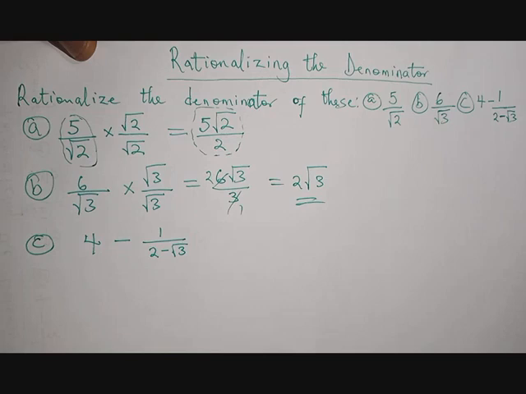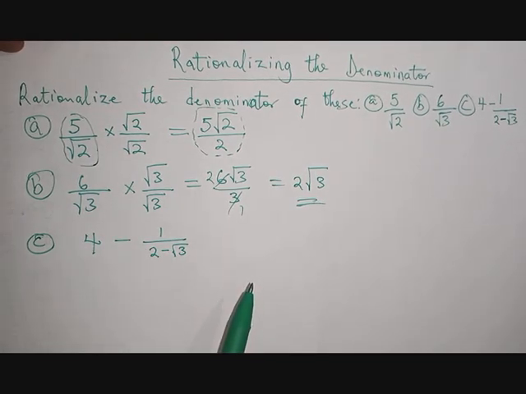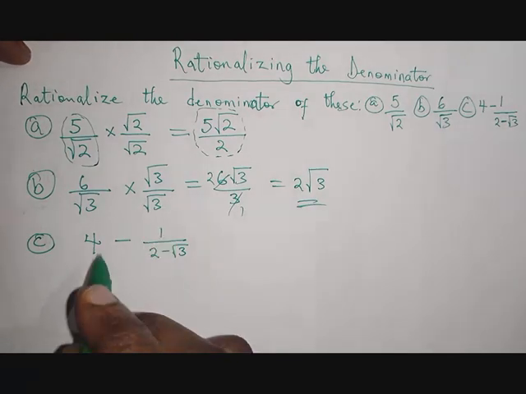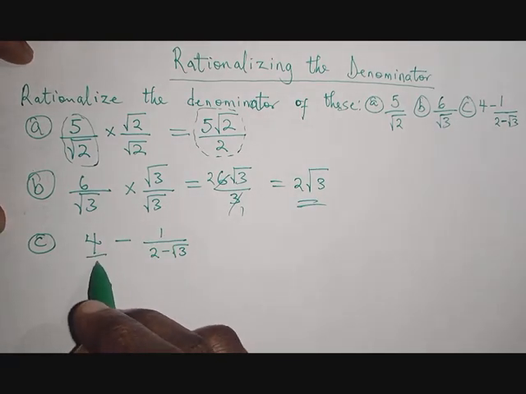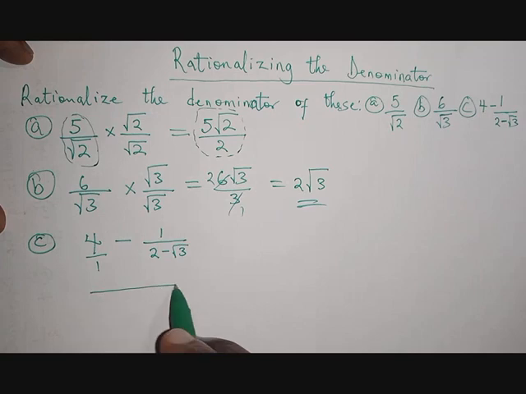And the final one we're going to work on is 4 minus 1 over 2 minus root 3. Now looking at this, I would have to make it a single fraction first. So I would like to simply find the LCM and solve out the fraction first. Now the LCM here is going to be 2 minus root 3.